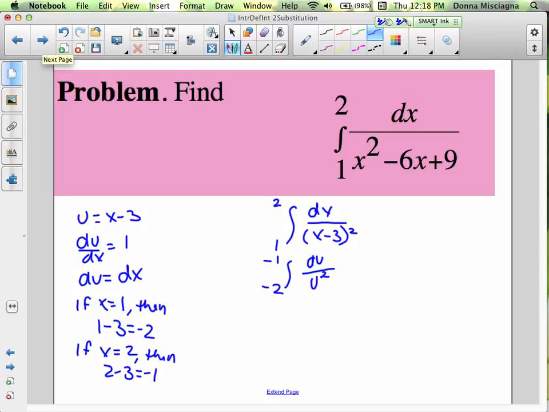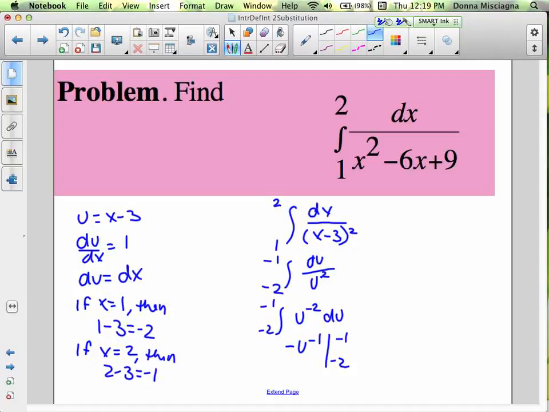Let's rewrite that as u to the negative 2. So from negative 2 to negative 1, we have u to the negative 2 du. So what's that going to be? Negative u to the negative 3 over negative 3. No, wait. Negative 2 plus 1 is negative 1. Oh wait, u to the negative 1, divided by negative 1. And then we're evaluating that from negative 2 to negative 1.